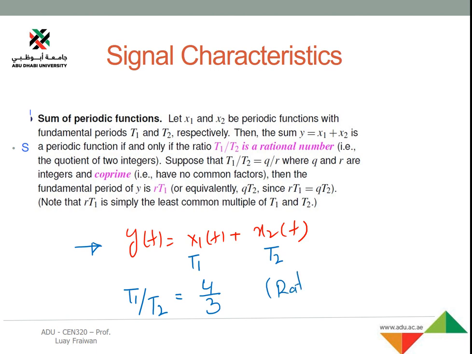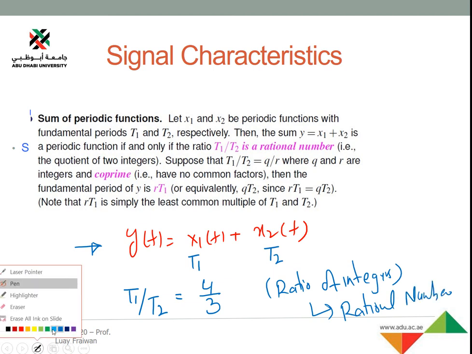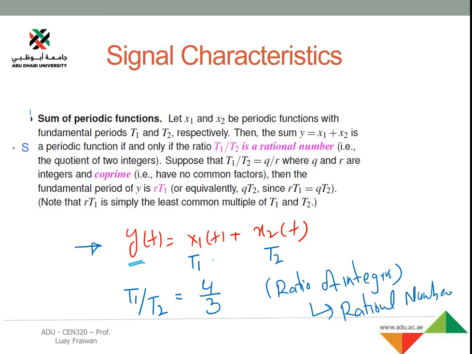Let's say you take the ratio and you get, for example, 4/3. So you get a ratio of integers, 4 and 3. If you get a ratio of integers, it is also called a rational number. If you get the ratio 4/3 in the form of integers, a rational number, then your output y of t will be periodic. So the basic definition: calculate the time periods of each signal and then take their ratio.